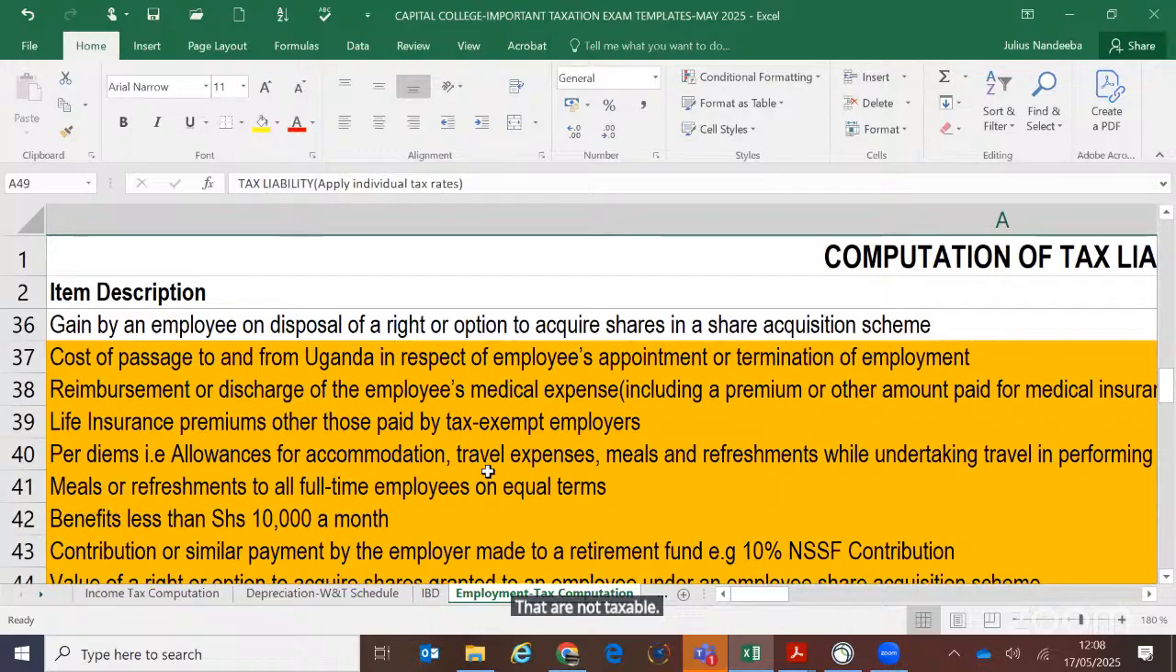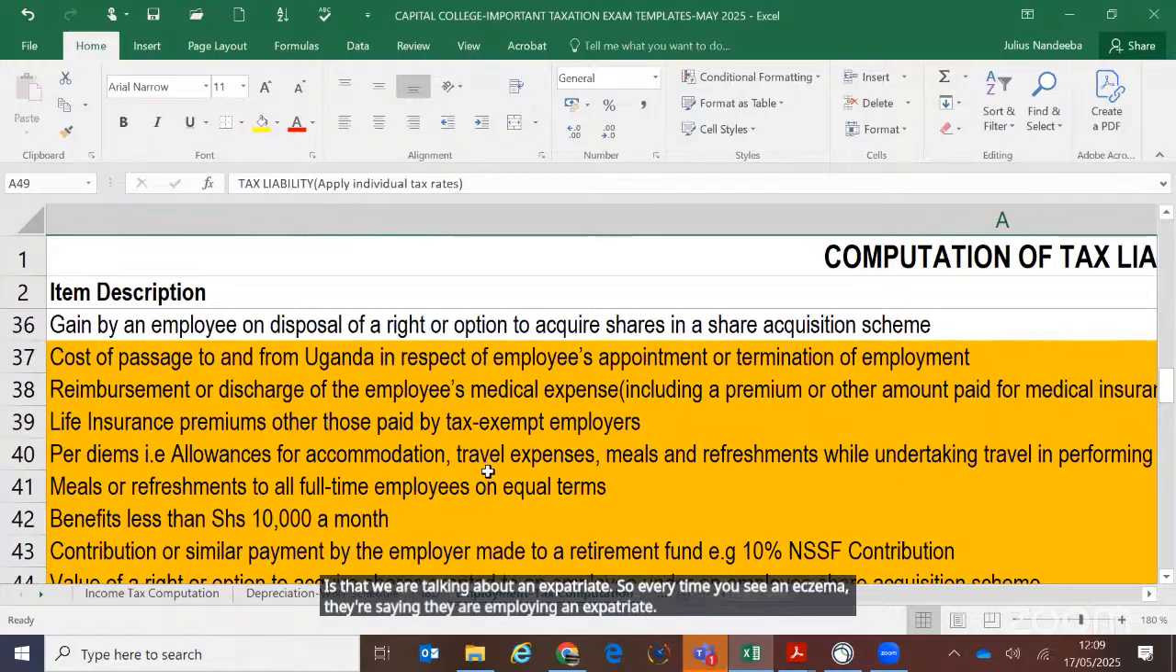8 items that are not taxable. Item number 1 is what I was talking about, the relocation costs. Technically, we call it the cost of passage. But what that means is that we are talking about an expatriate. So every time you see an exam and they're saying they are employing an expatriate, prepare yourself for cost of passage.